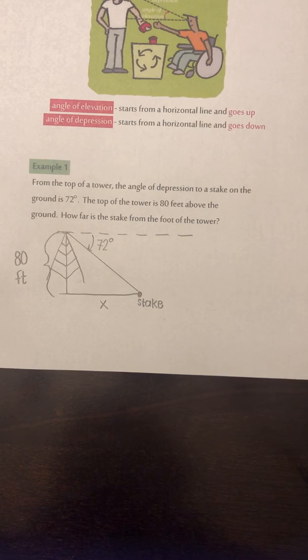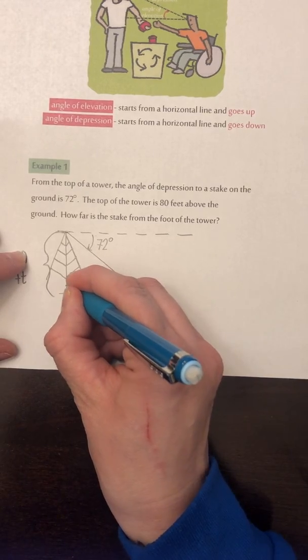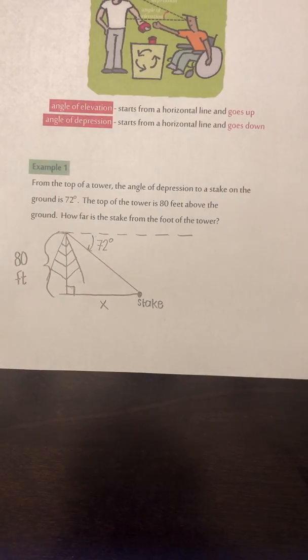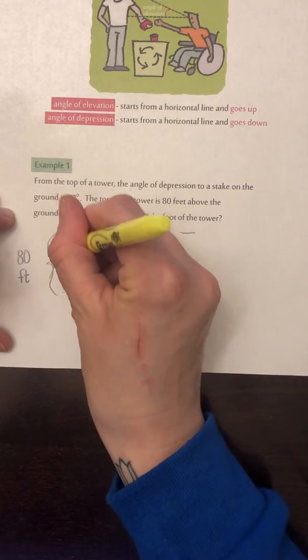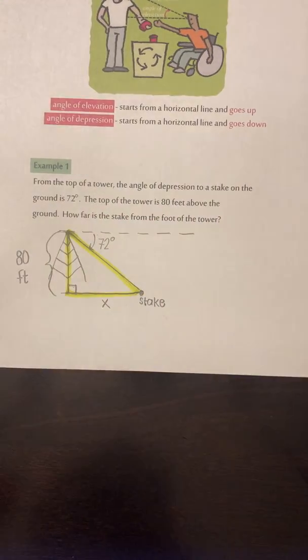Now, ideally, this tower is going to be perpendicular to the ground. So that means that right here we have a 90-degree angle. Now you might be wondering, how does that 72-degree angle help us? Because if you notice, and I'm going to use a highlighter real quick, that 72-degree angle is not even inside of our triangle. And you're right.